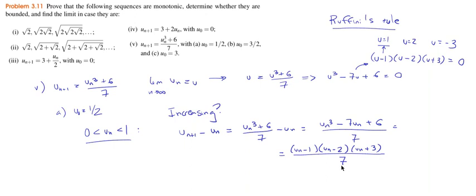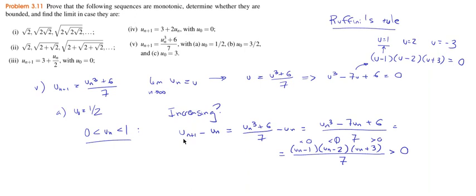over 7. So now u sub n minus 1 is smaller than 0, because u sub n is always smaller than 1. U sub n minus 2 is smaller than 0 again. And then u sub n plus 3 is greater than 0, because u sub n is positive. So then we have negative, negative, positive, a positive numerator and a positive denominator. So this is greater than 0.